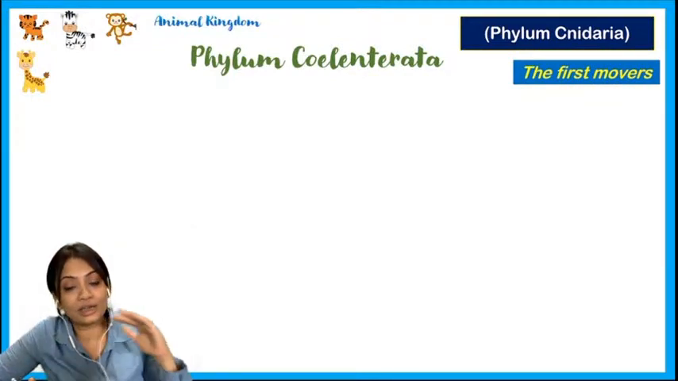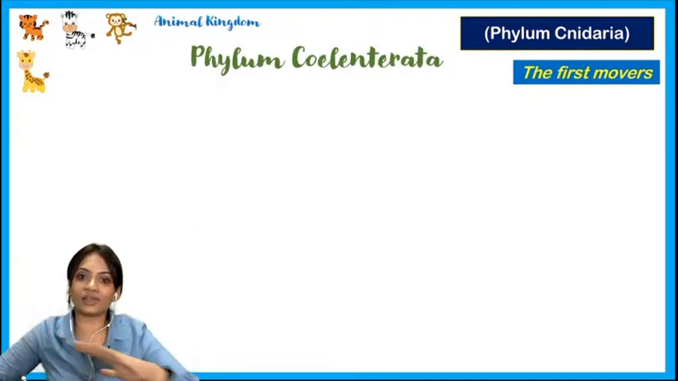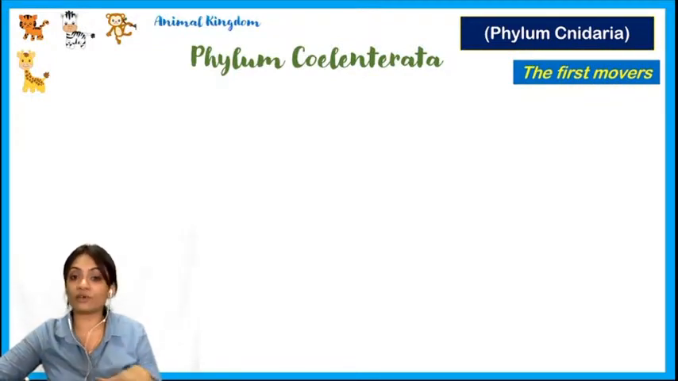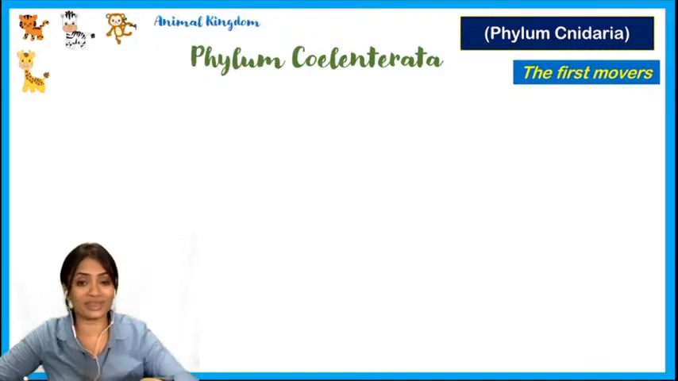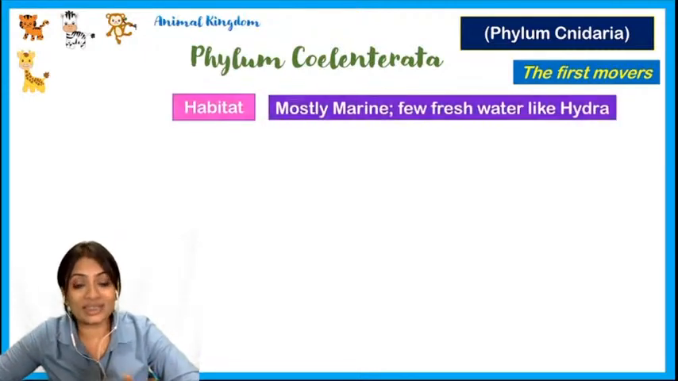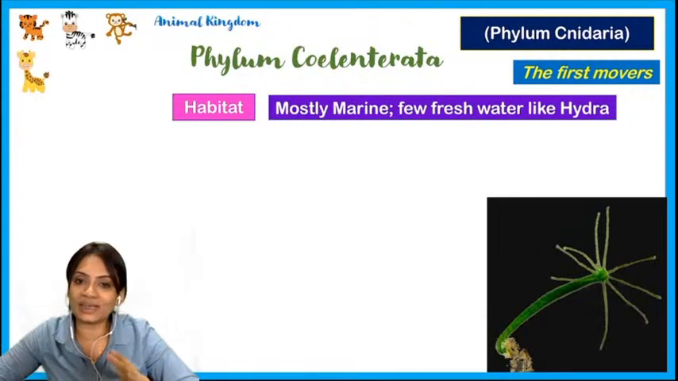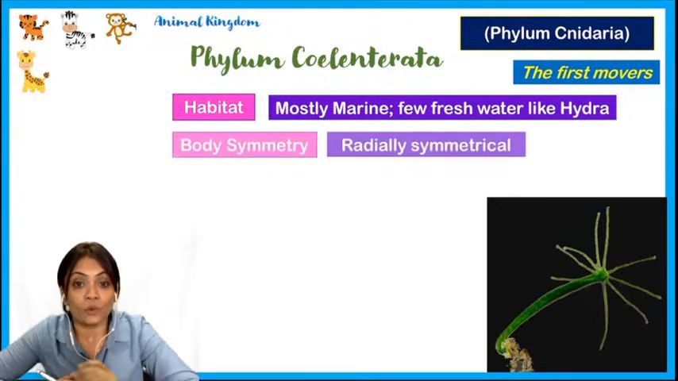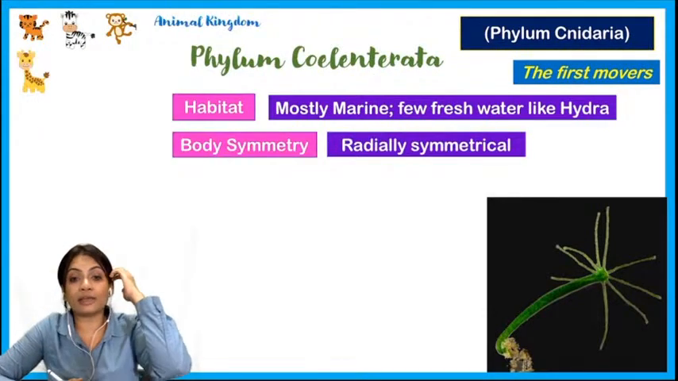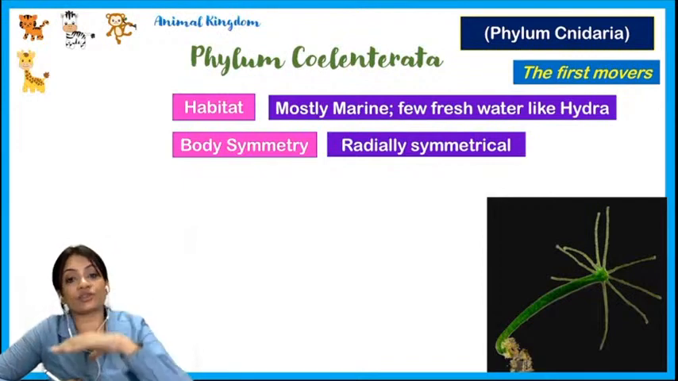If you remember, in Phylum Porifera, there was nothing at all which was moving. There were no locomotory structures present at all. So we see here, first of all, the habitat is mostly marine, and there may be a few freshwater animals in this phylum, for example Hydra. We also see that the symmetry in these animals is radial symmetry.